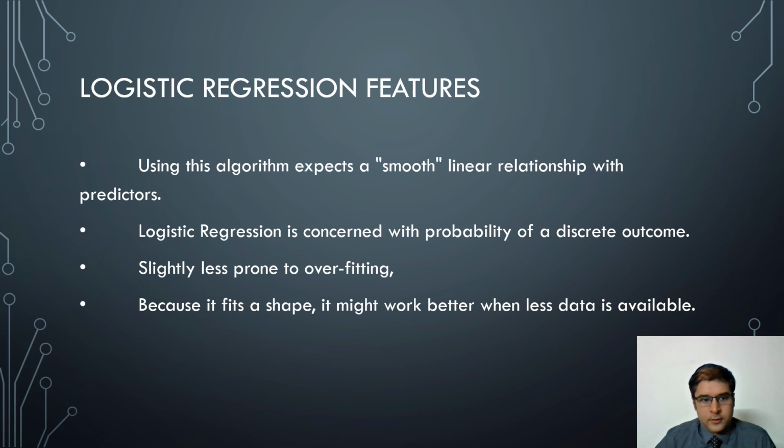Logistic regression features. This algorithm expects a smooth linear relationship with predictors. So when the relationship with the predictors is linear for the dependent variable, we use this algorithm. Logistic regression is concerned with the probability of a discrete outcome, so it is basically a classification algorithm. It is slightly less prone to overfitting. Overfitting generally happens very less in this case because it fits a shape. It might work better when less data is available. So logistic regression also works better compared to other algorithms when less data is available because it fits a shape.